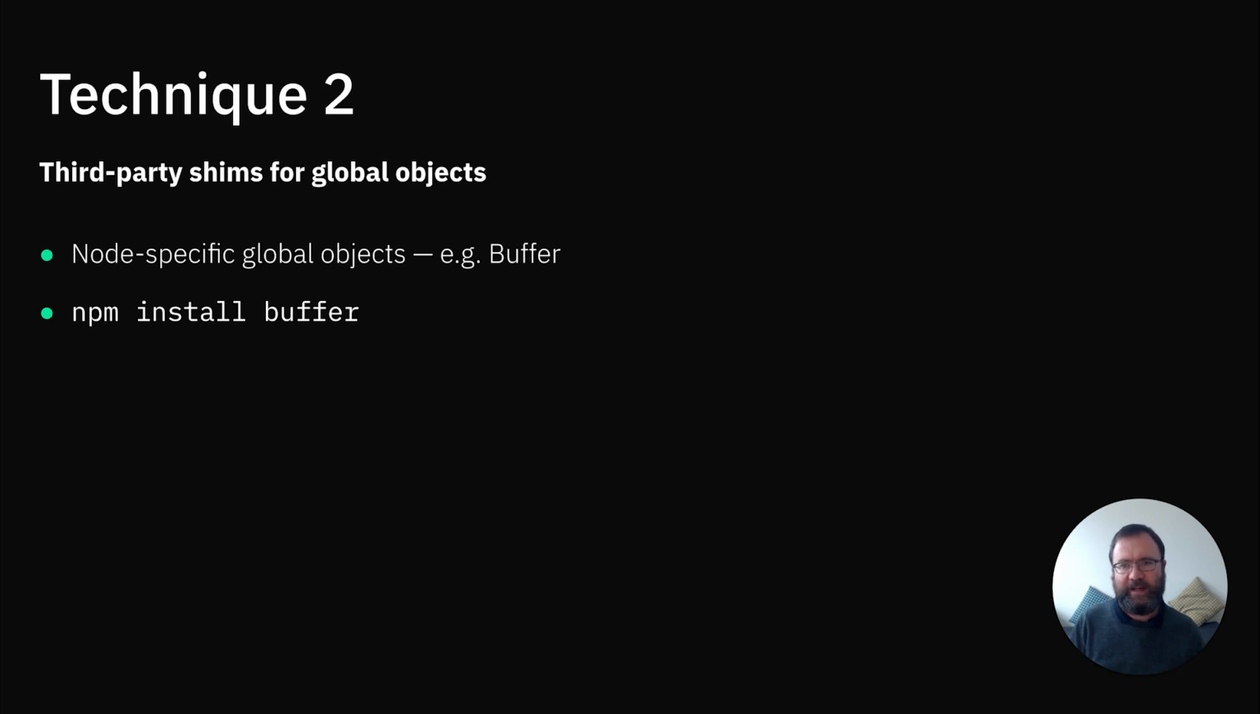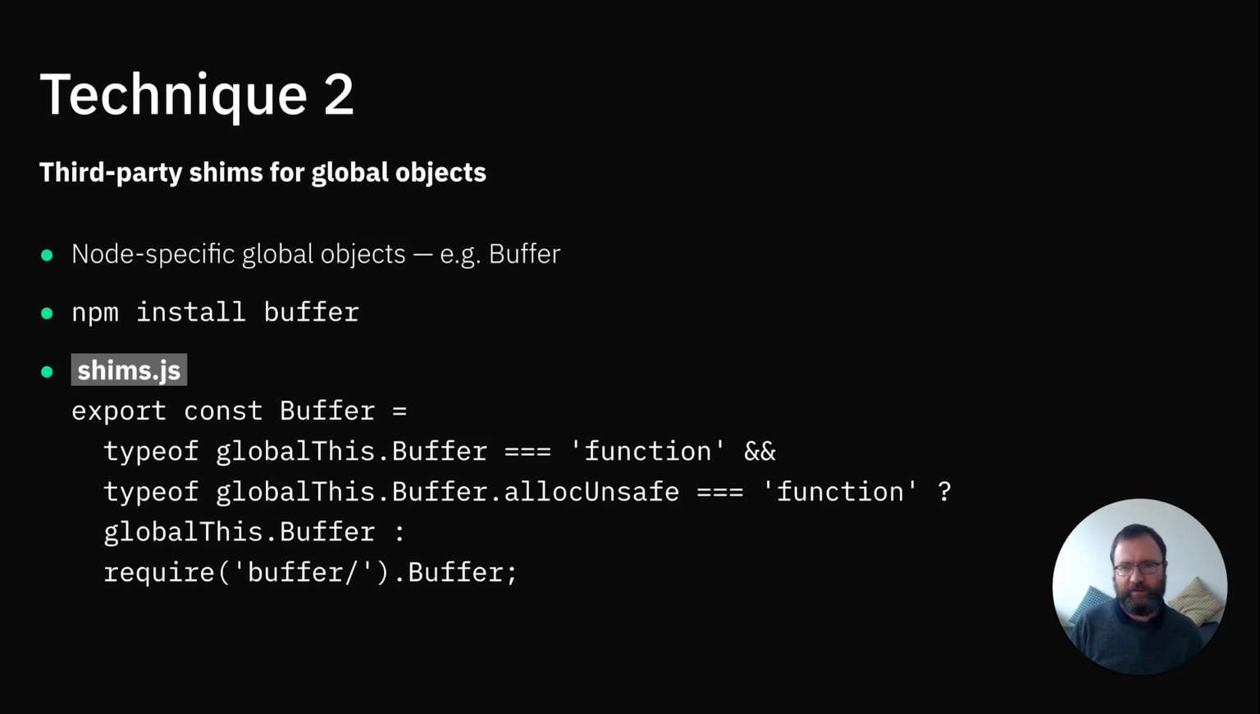Almost as simple is the situation where a package relies on a global Node object, for example, buffer, for which, again, there is a third-party shim library available. And in that case, again, we do an npm install. This time, of course, it's npm install buffer, but we also have to make sure that the shimmed object is always available in the global scope. And it turns out actually that ESBuild has a special inject option to support this. So we create a new file, which here I'm going to call shims.js, with the following content.